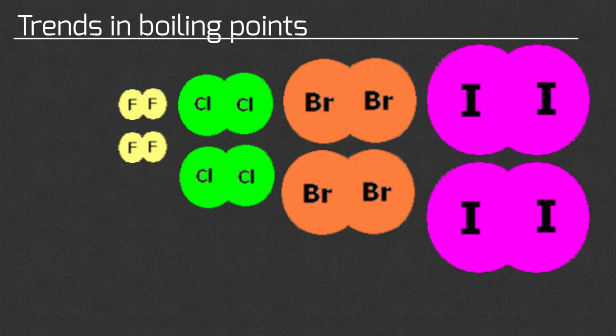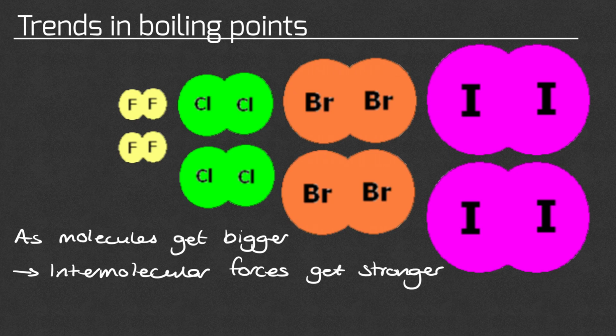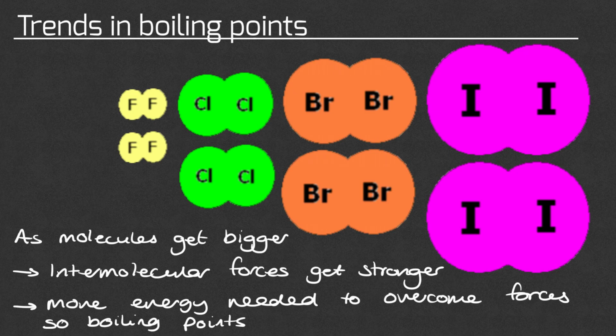We're now going to look at the trend in boiling points. If we look at group 7, for example, as we go from fluorine to chlorine to bromine to iodine, the molecules get bigger. As the molecules get bigger, the intermolecular forces get stronger. If the intermolecular forces are stronger, it means more energy is needed to overcome the forces of attraction, so the boiling points will increase. All of these molecules still have low boiling points compared to substances such as metals, for example, but the boiling points get higher as you go down.